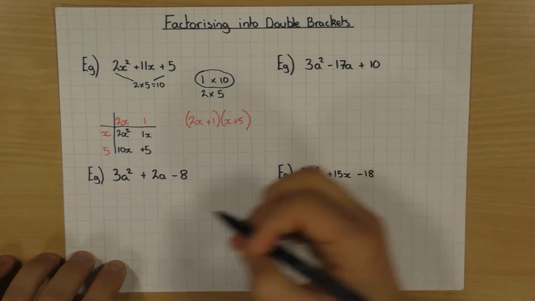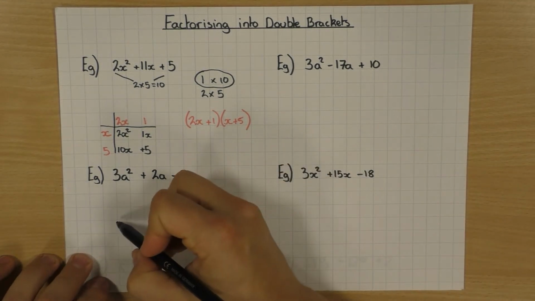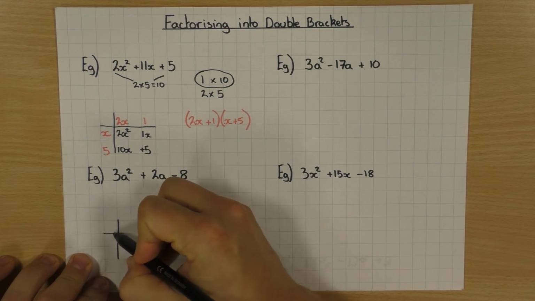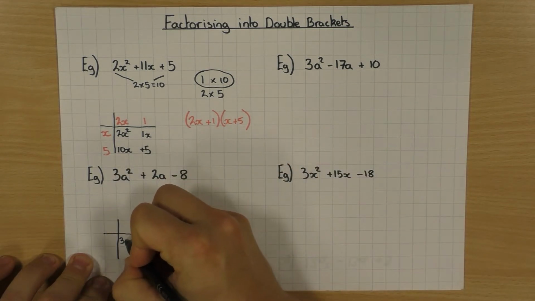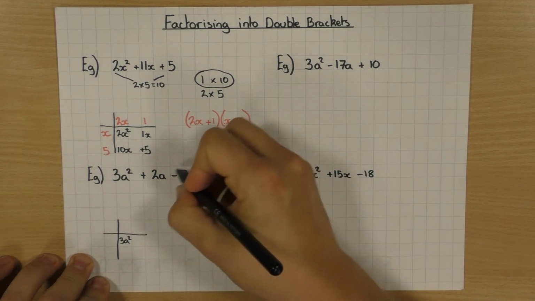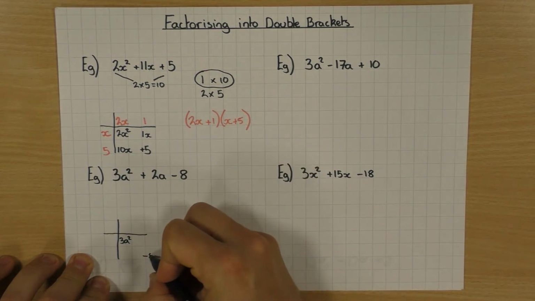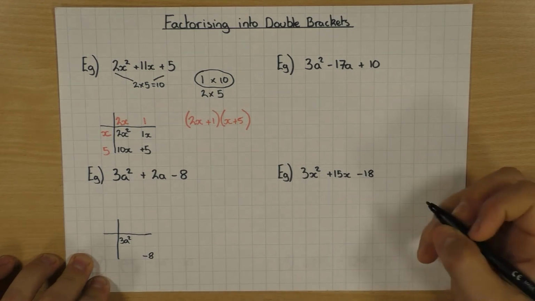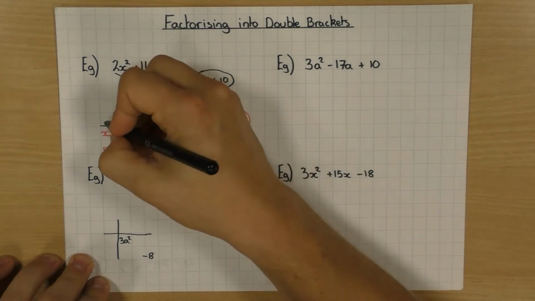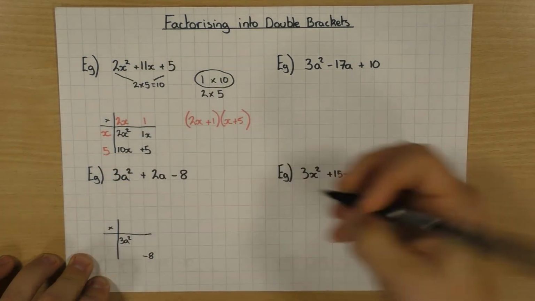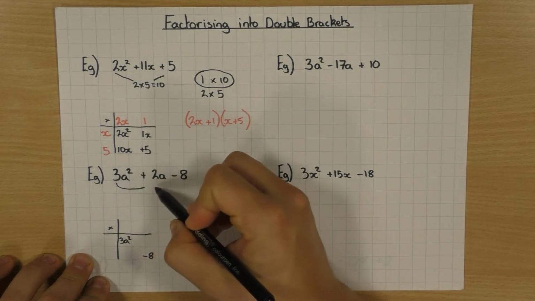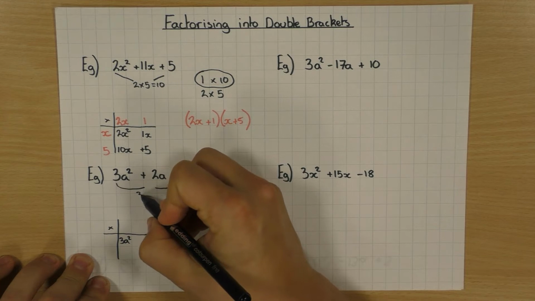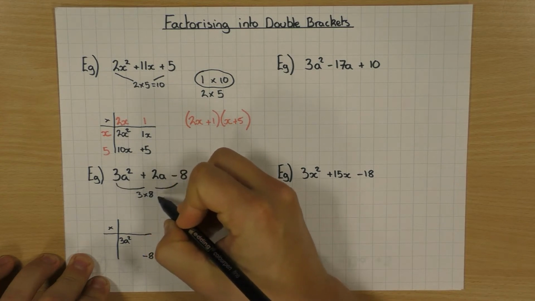Okay, let's have a look at the next one here again. Before you do anything, draw your grid. And the 3a squared will always go at the top there, and your number here, in this case it's minus 8, will always go at the bottom there. Okay, well, I should put my little times in here because we are timesing. And we do exactly the same thing. We do 3 times 8. Don't worry about it being minus 8 for now, because all we want is pairs of numbers.